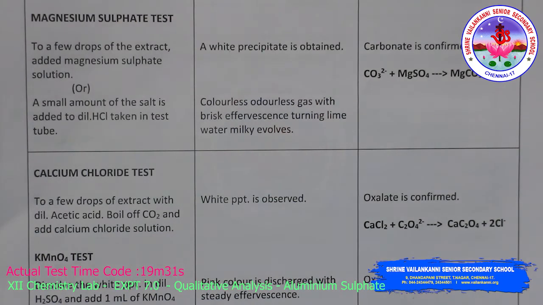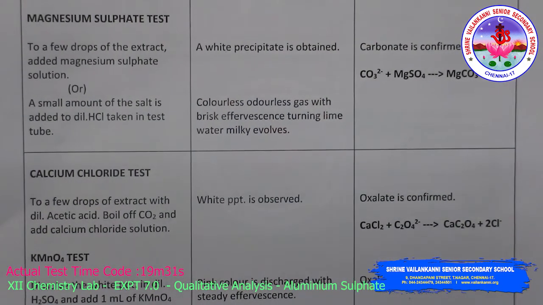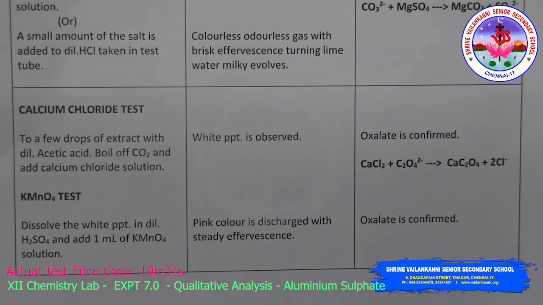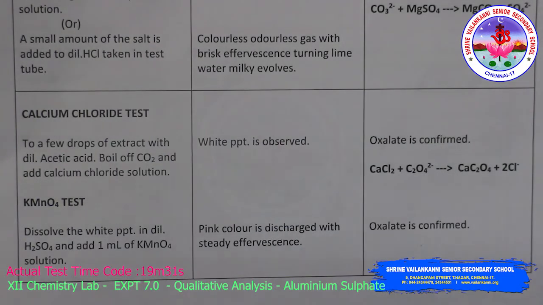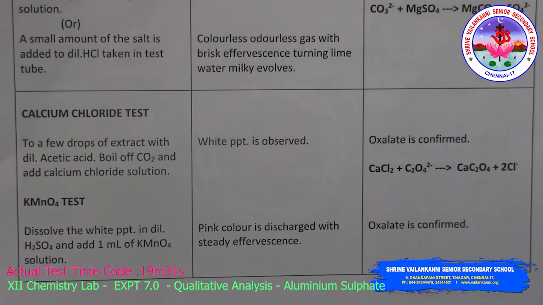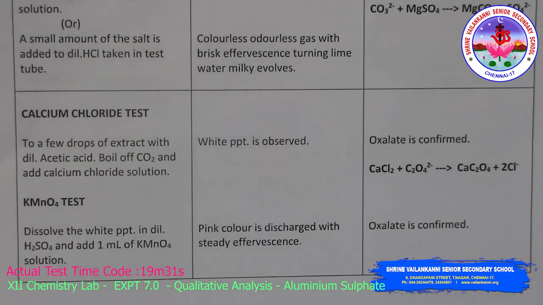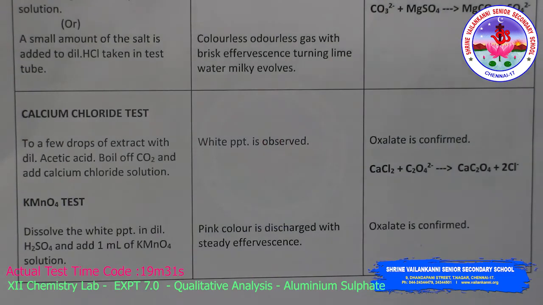Then the calcium chloride test: to a few drops of extract add dilute acetic acid, boil off the carbon dioxide gas, and add calcium chloride solution. A white precipitate is observed, which indicates oxalate is confirmed. Then the potassium permanganate test: dissolve the white precipitate in dilute sulfuric acid and add 1 ml of potassium permanganate solution. The pink color is discharged with steady effervescence, which indicates oxalate is confirmed.